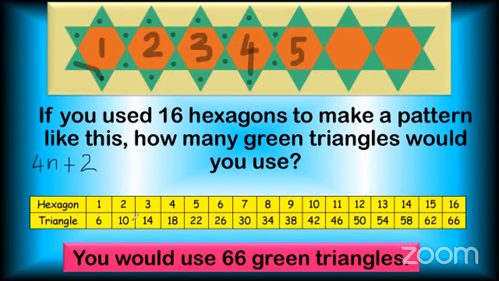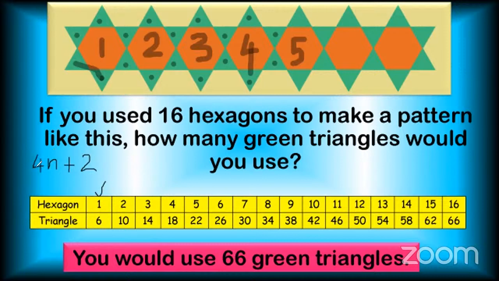Okay, I'm seeing persons responding in the chat. I'm asking if we are to use this rule and if n represents the number of hexagon, will this rule be true all the time? So if n represents the number of hexagons, 4 times 1, which is 4, plus 2 gives us 6. So for this part here, we can say yes, this part is correct, but that doesn't make it a rule. So let us go now to the second part.